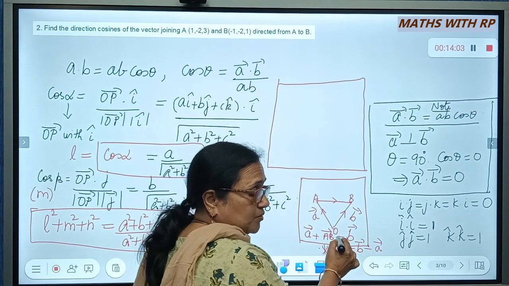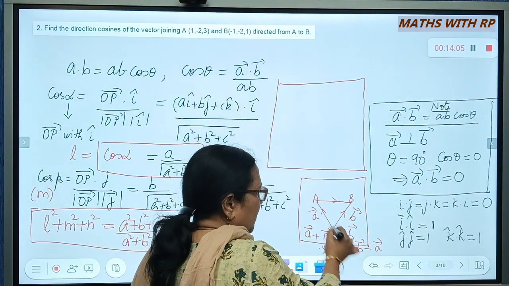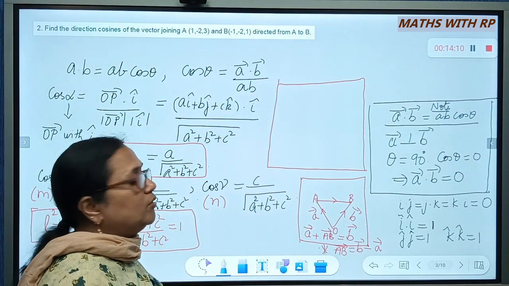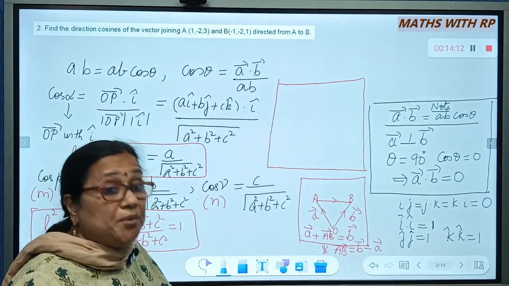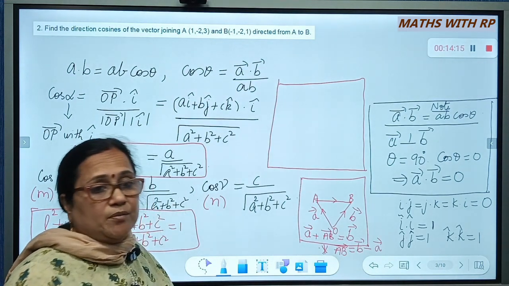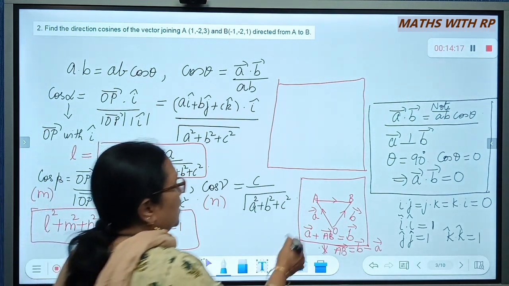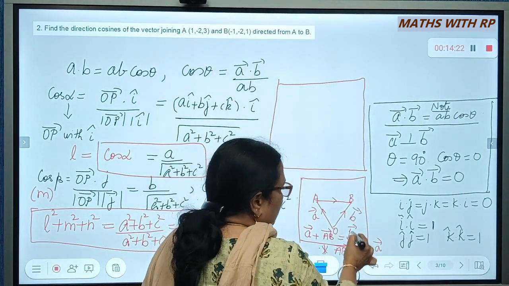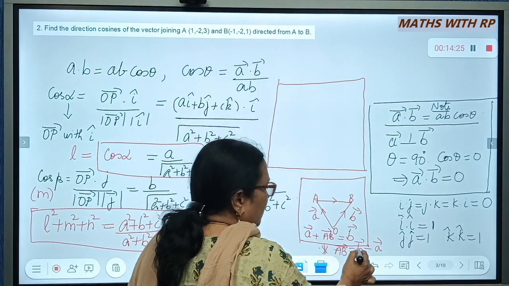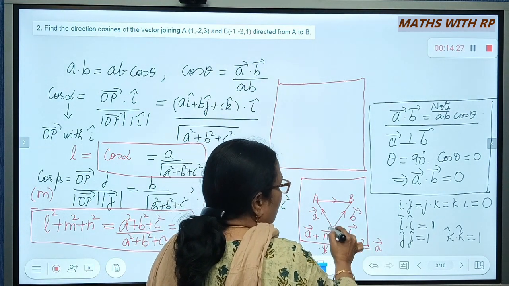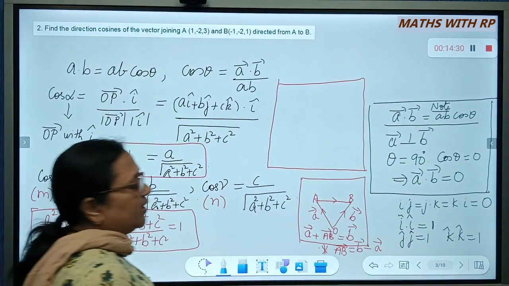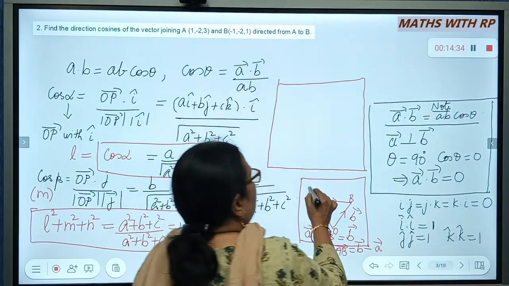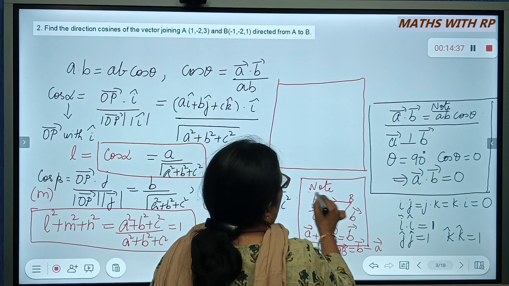So O is a reference point. OA vector is A vector. OB vector is B vector. I want to write down what the AB vector is, if the position vectors of A and B are A vector and B vector. Now A vector plus AB vector equals OB vector, which is B vector. Therefore, AB vector equals OB minus OA, which is B vector minus A vector. So this is again a very important point to be noted.